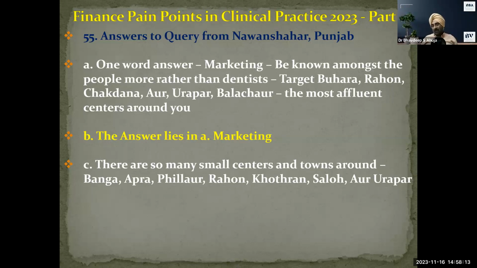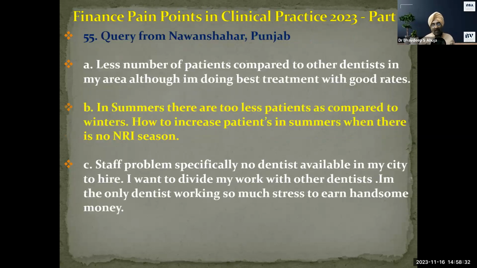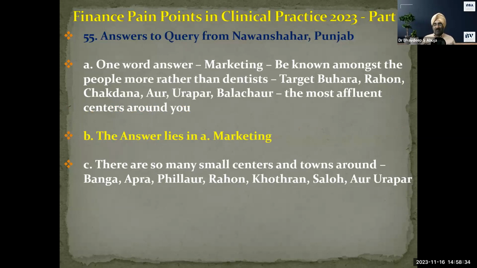And to tell you a brief history, Navashehar is one of the biggest belts of Doaba, which has almost every household with at least 1 or 2 persons abroad. That is a big belt. So that is where the NRI season is huge. Now, the question: where do I get patients in summers, in the non-NRI season? The answer lies in marketing. Buhara, Rahu, Chakdana, Or and Udapur.